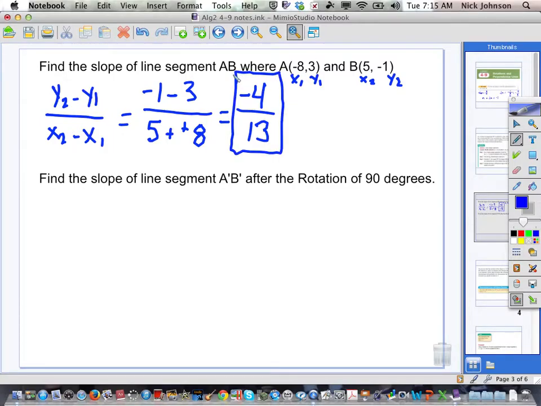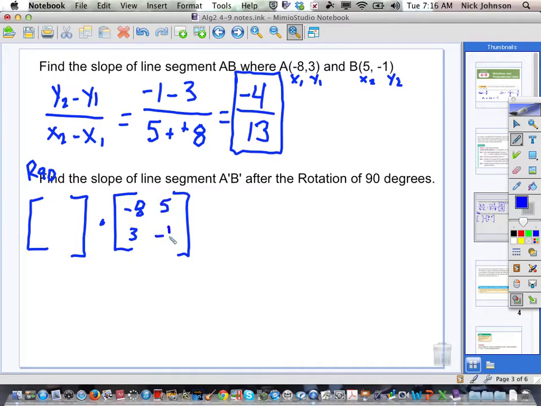Matter of fact, when you're dealing with stuff like this, you're going to want to leave it as a fraction, because finding the perpendicular slope is very easy when looking at it as a fraction. To find the slope of the line segment A image, B image, or A prime, B prime, after the rotation of 90 degrees, we take the rotation of 90 degrees matrix times my two points, A being (-8, 3) and B being (5, -1). If you remember yesterday, the rotation of 90 degrees matrix is 0, -1, 1, 0.